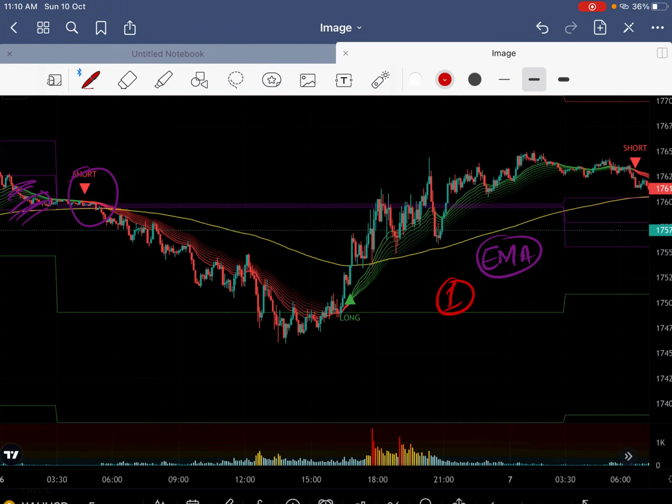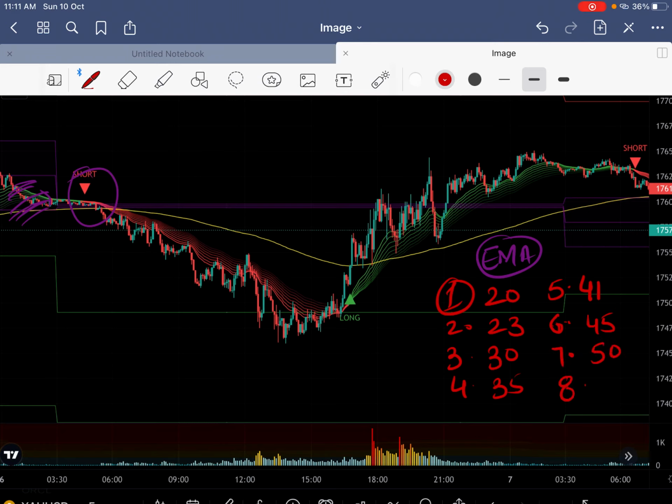The first one is 20 period, the second one is 23, the third one is 30, the fourth one is 35, the fifth one is 41, the sixth one is 45, the seventh is 50, the eighth is 55, and the last one, the yellow one, is the 200 period EMA.